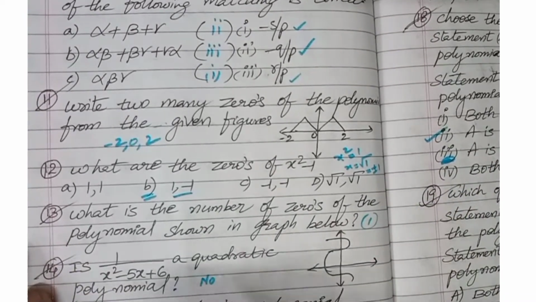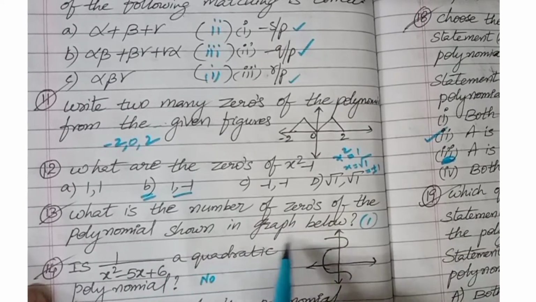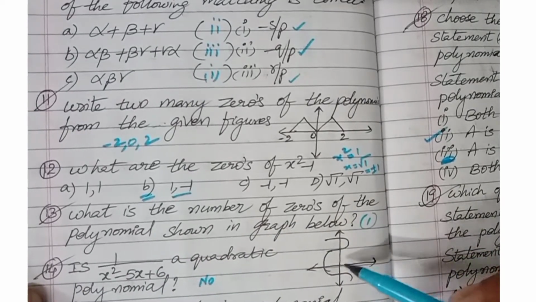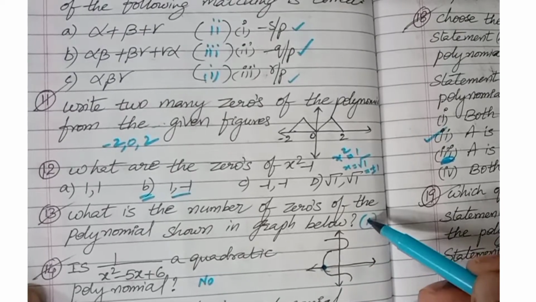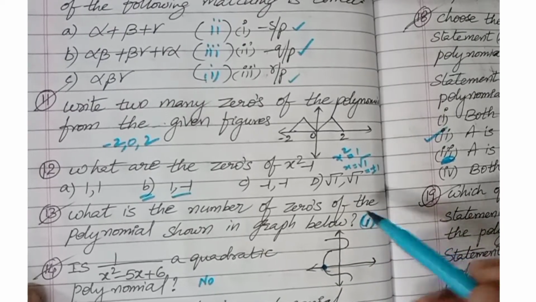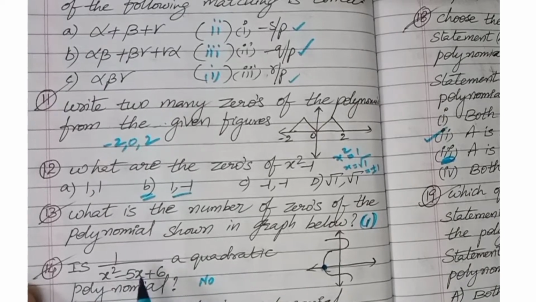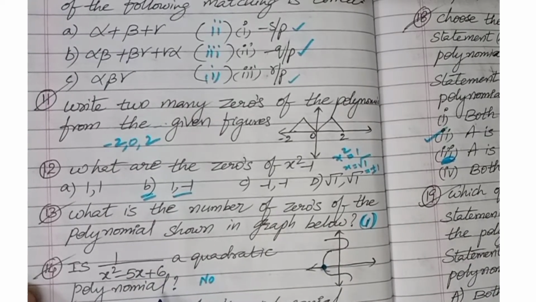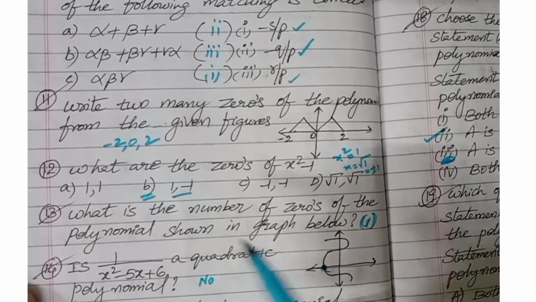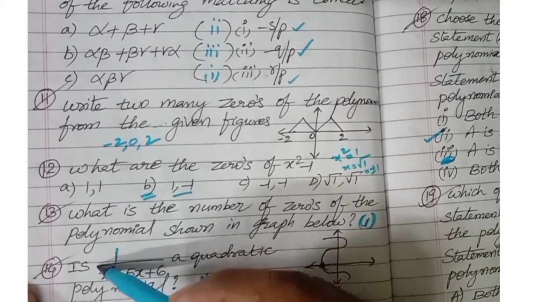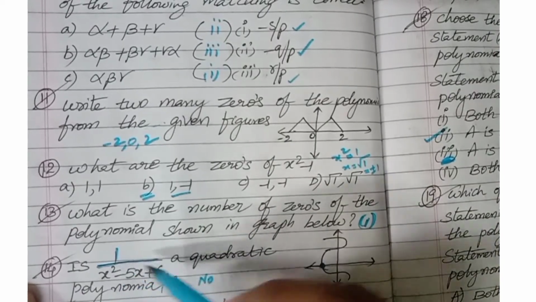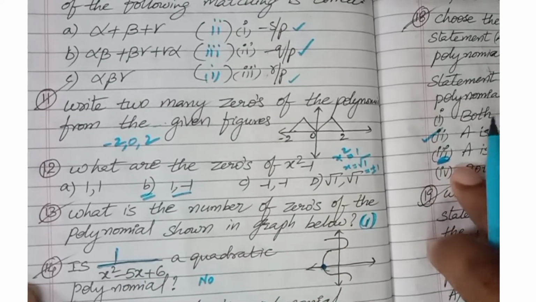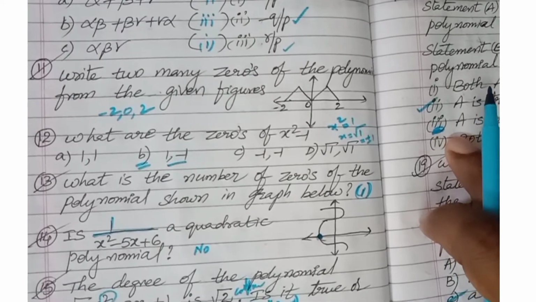Next, what is the number of zeros of a polynomial shown in the graph below? Here it is touching the x-axis at only 1 point. So you are getting only 1 zero of the polynomial. Is 1 by x square minus 5x plus 6 a quadratic polynomial? It is not a quadratic polynomial because x is in the denominator, so the power of the variable x is minus 2. So it is not a polynomial.